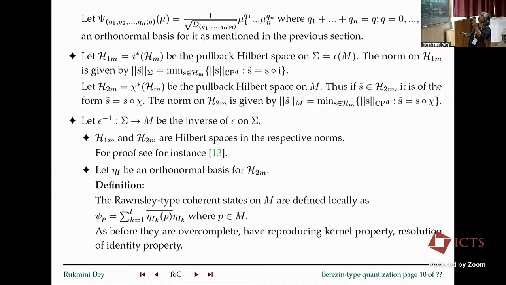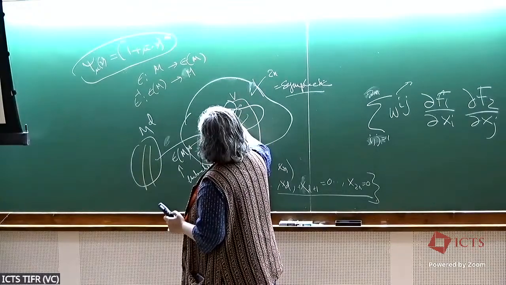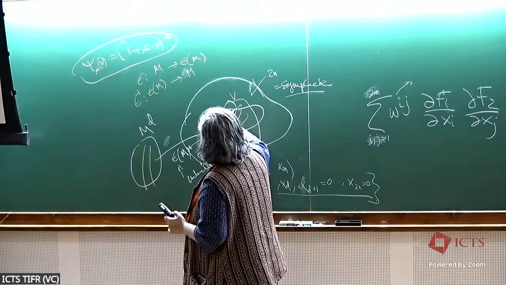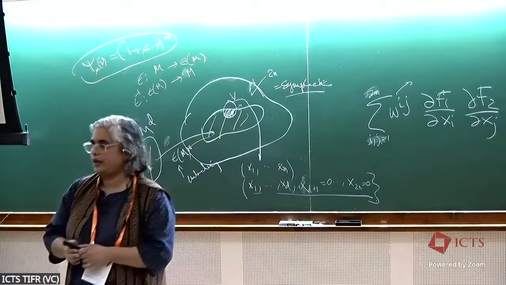So I take the one which is minimizing inside the Hilbert space. So minimum of S in H_M such that the norm of S on CPD, S tilde is S composed with i. The picture is as follows. I have this CPN. I want to restrict the Hilbert space to epsilon M and define a norm on that, but there are many extensions of the sections. I take the one with the minimum norm. And the norm comes from CPD.